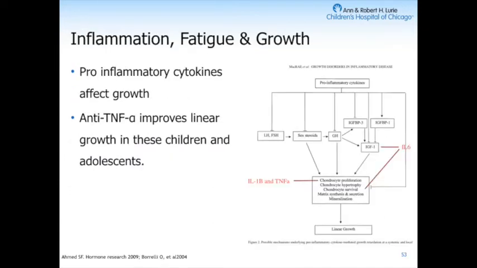We do know that pro-inflammatory cytokines negatively affect growth. So when you give patients who have chronic inflammation, like patients who have IBD, an anti-TNF-alpha, it improves their growth.